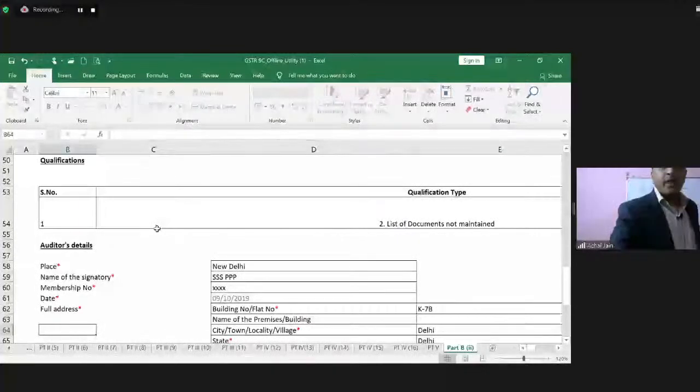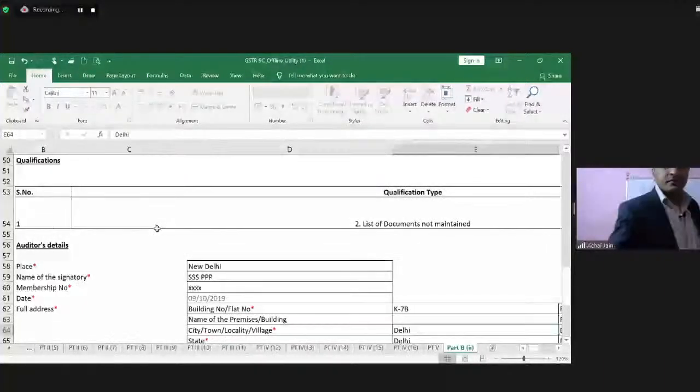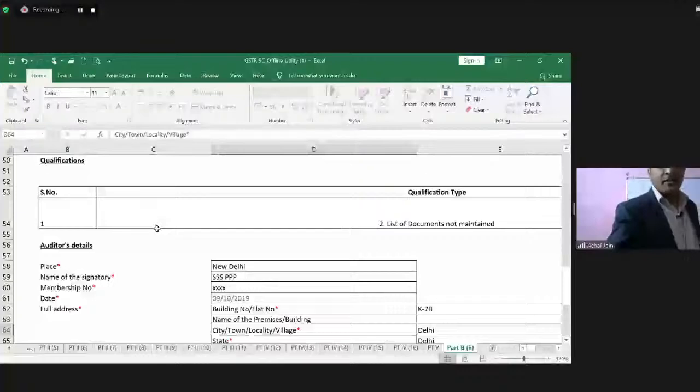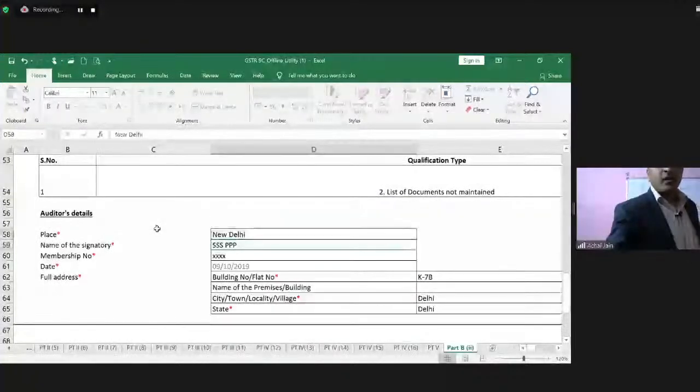Okay, now moving further, sign off will start. Sign off means signing by the GST auditor. Herein, because it's a form, all these particulars are required to be given: name of the signatory, his membership number, date of the signing, place of the signing, address of the auditor. All of those particulars will be required to be captured over here, similar to what we do in any other audit report.